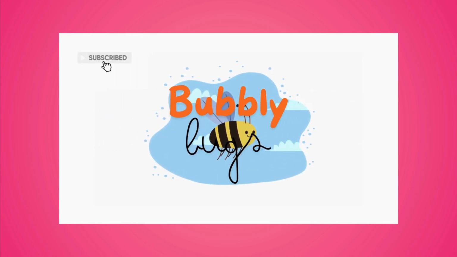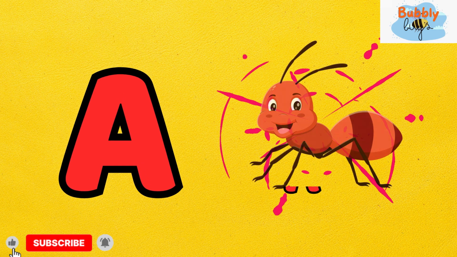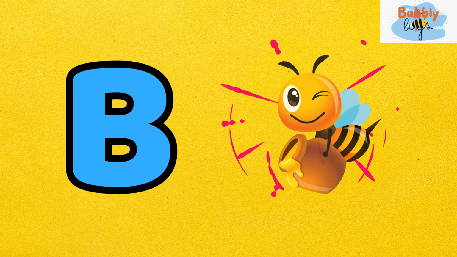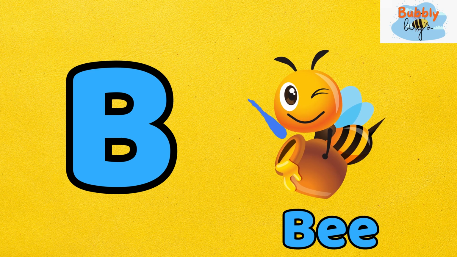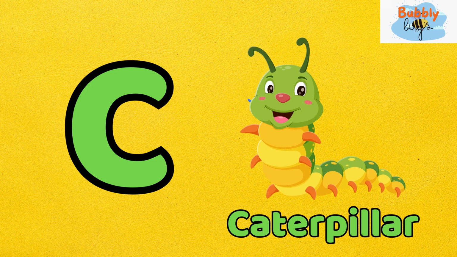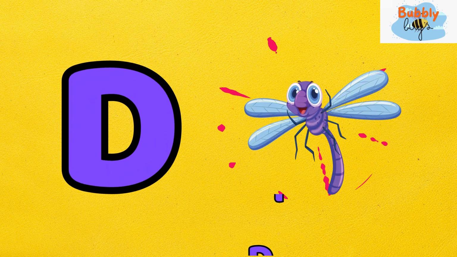Like and subscribe. A is for ant. B is for bee. C is for caterpillar. D is for dragonfly.